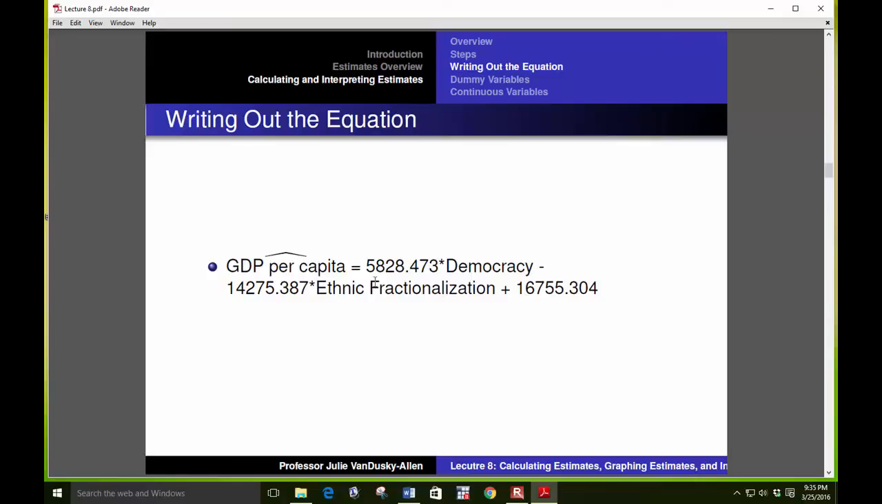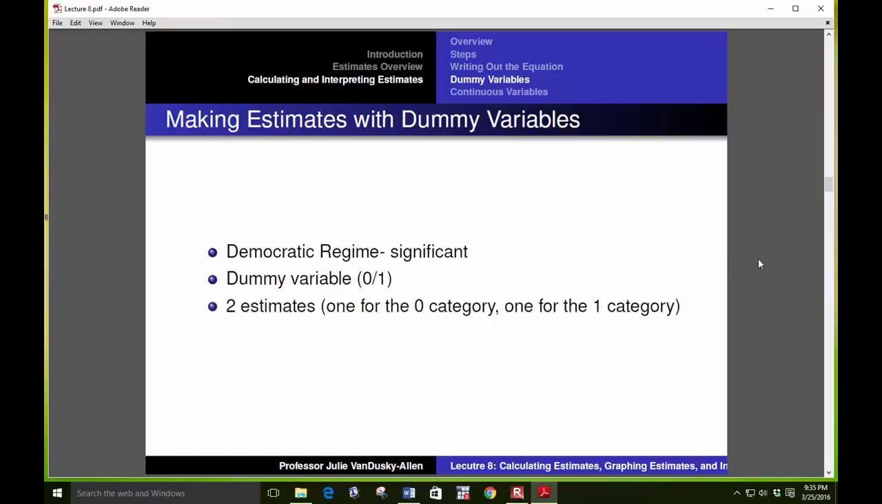Our first variable was democracy, and it was significant, so we can make estimates. The variable was a dummy variable. So now I will talk about making estimates for dummy variables. Remember, with dummy variables, we only make two estimates, one for each category of the dummy variable, 0 and 1.